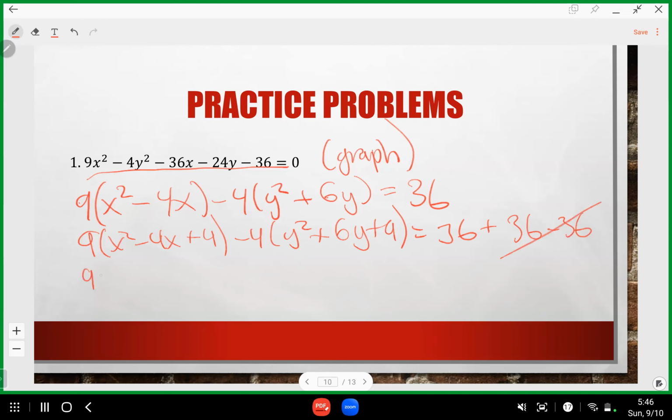So now what is this? Then you divide both sides. Oh wait, maybe we first just simplify the quadratic equation. So it'll become 9 times x minus 2 squared minus 4 times y plus 3 squared.